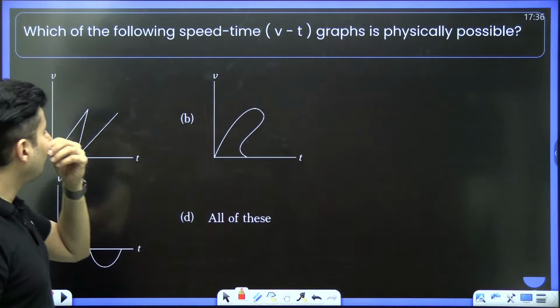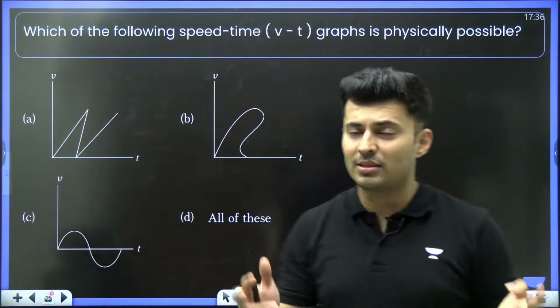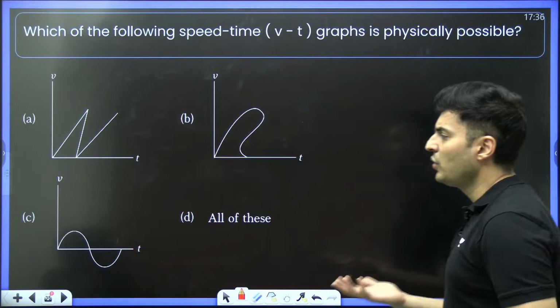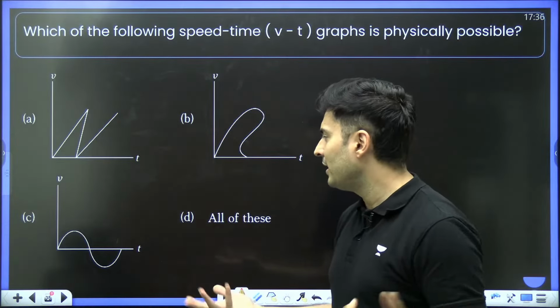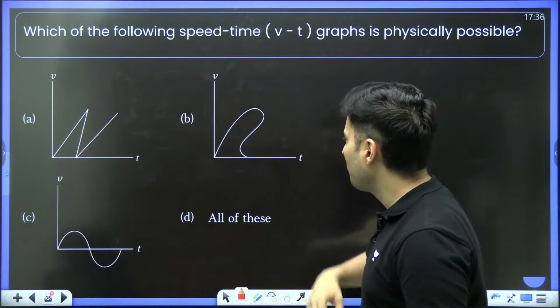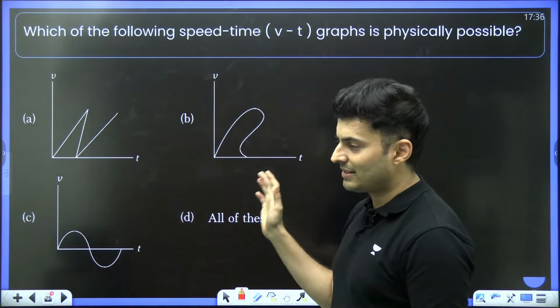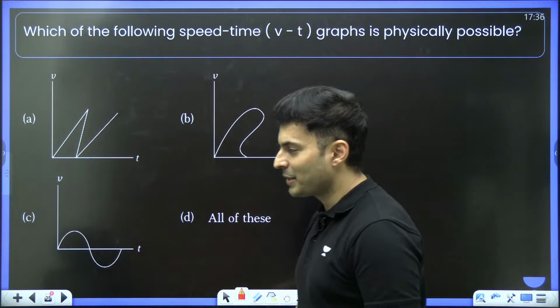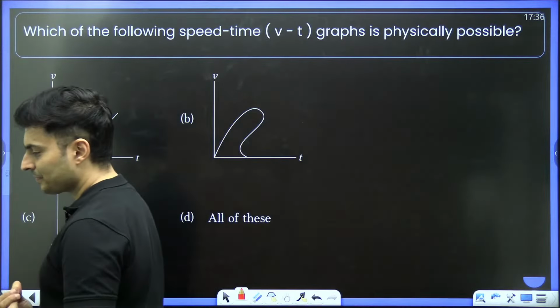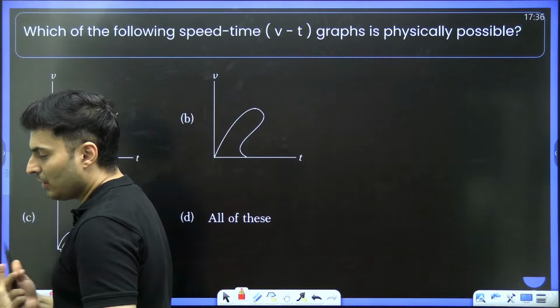Next, which of the following graphs is physically possible? Which of the graphs do you think is possible in reality? This is velocity time, velocity time, velocity time. Or do you think all of these are possible? What do you guys suggest? Come on, my dear warriors. Come on, come on.